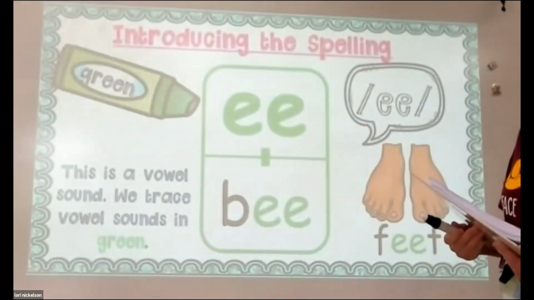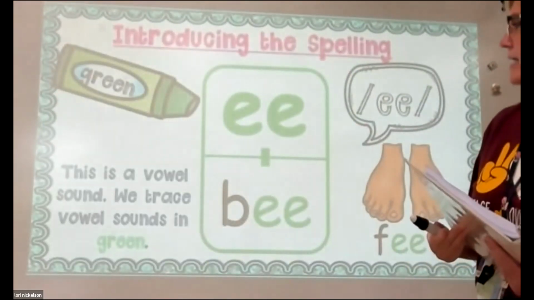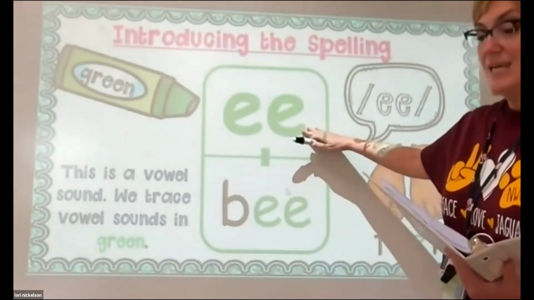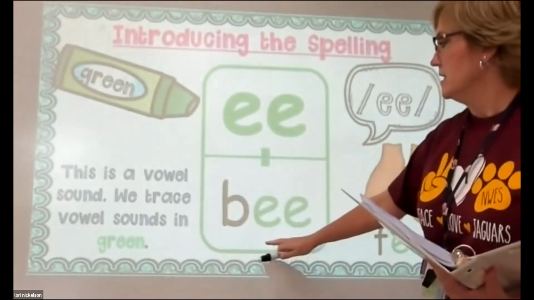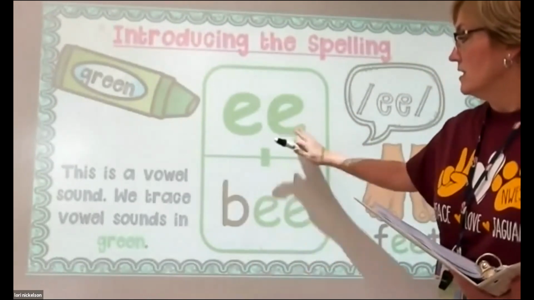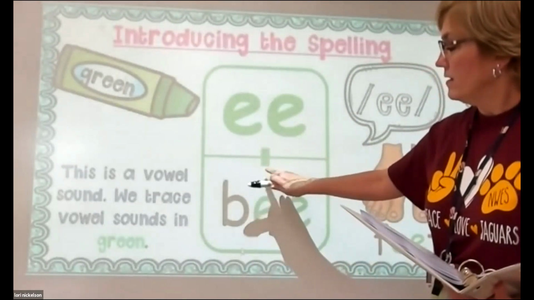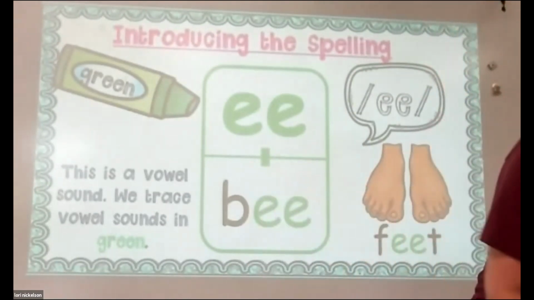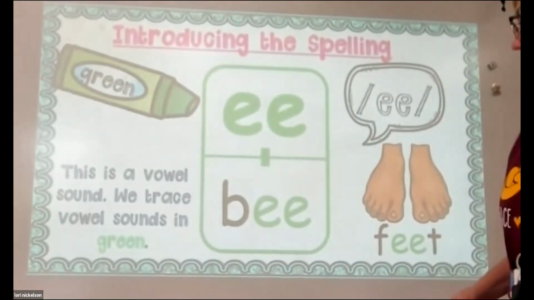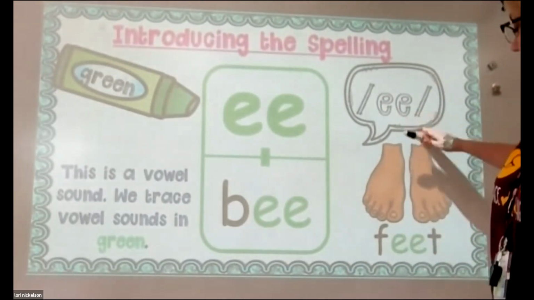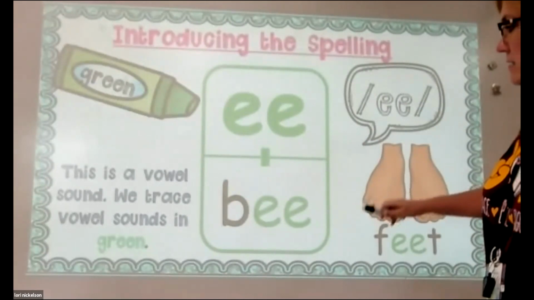So let's introduce this spelling. EE. It's double E, but it sounds like E, okay, as in bee. Notice it's in green. The power bar there is not so long. It's kind of small because this is not a very common spelling. It's got the sound in feet.